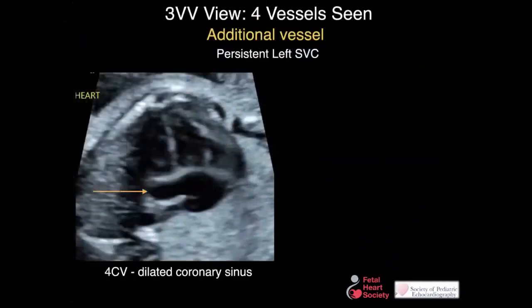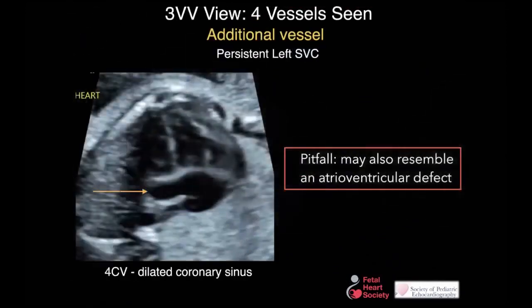This may also resemble an atrioventricular septal defect. And just by looking at this, you can see that you're losing the linear insertion of the AV valves, and this is usually a typical finding with AVSD defects as well. So again, this is a pitfall.